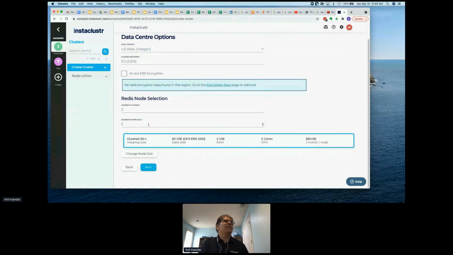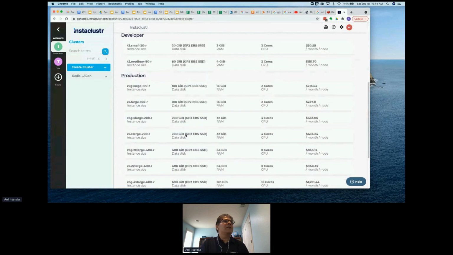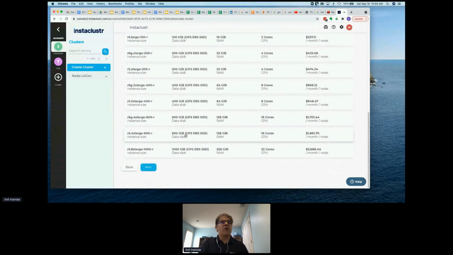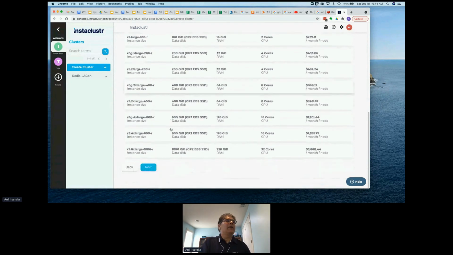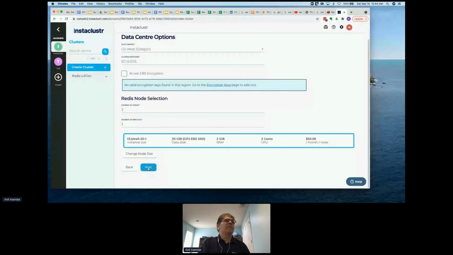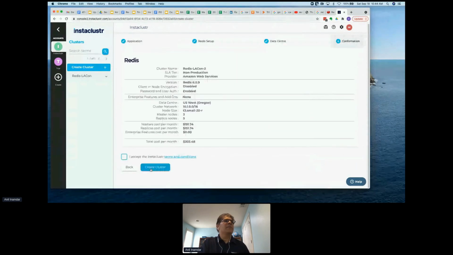I'm creating a simple 3-node cluster, 3 master nodes, 3 replica nodes. Now there are different node types. Okay, node sizes. There's a list of node sizes that you can choose from. If a particular one that you're looking for is not here, you can add that. Okay, but we'll take the default one. Okay, and go to next, and that's it.